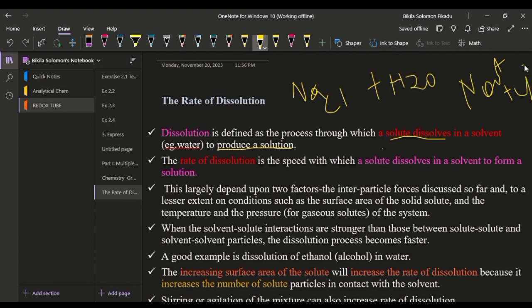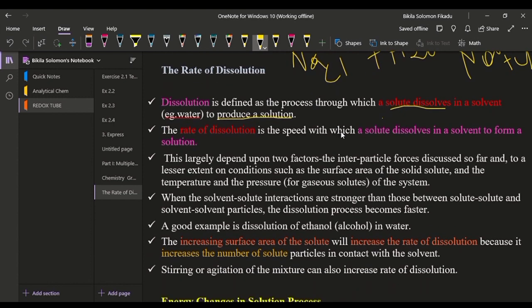So the solution is the process through which a solute dissolves in a solvent to produce a solution. So the rate of dissolution is the speed at which a solute dissolves in a solvent to form a solution. Rate of dissolution means the speed at which a solute is dissolved in a solvent to form a solution.